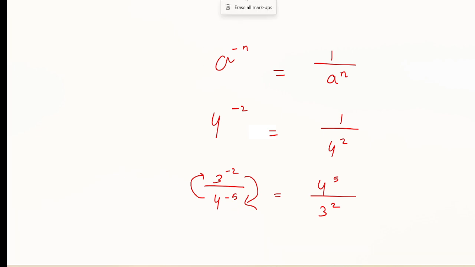Then this rule, which is called fractional index. So fractional index means a raised to power 1 over n is equal to the nth root of that number. Let's suppose you have 9 raised to power 1 half. So we can just write it as square root of 9, because there we have 2. So that's why it's square root, which will be 3, right? Because 3 times 3 is 9.